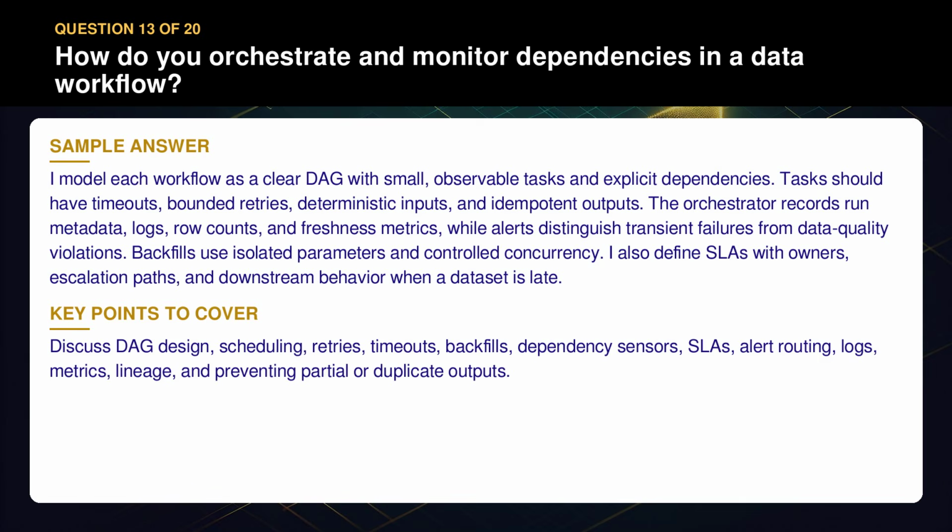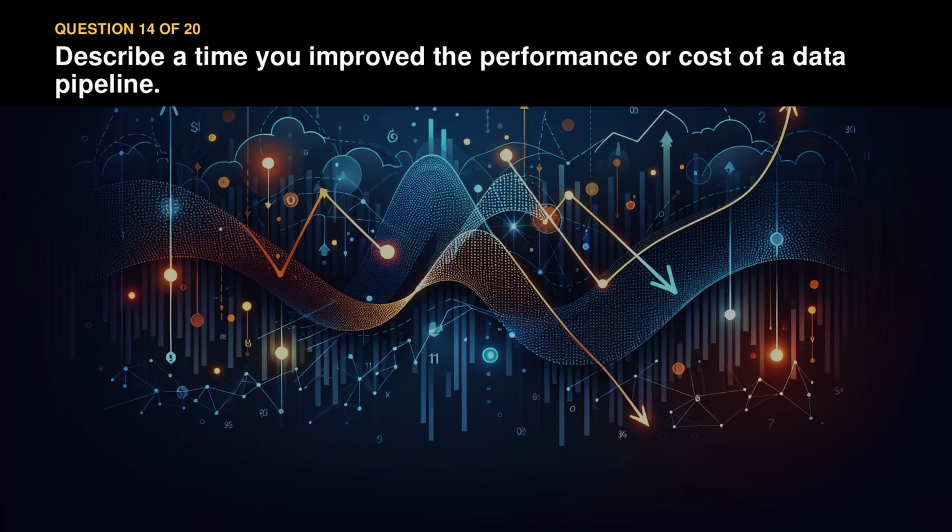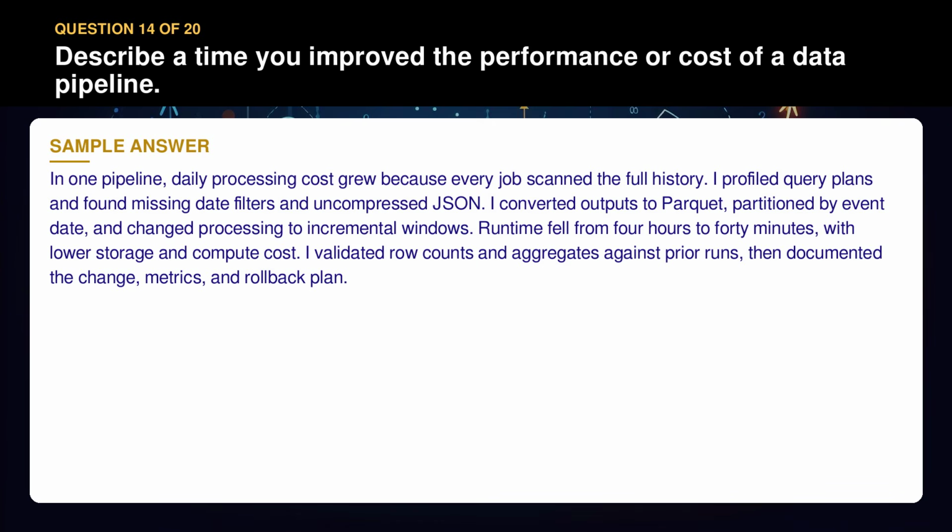Discuss DAG design, scheduling, retries, timeouts, backfills, dependency sensors, SLAs, alert routing, logs, metrics, lineage, and preventing partial or duplicate outputs. Question 14. Describe a time you improved the performance or cost of a data pipeline. In one pipeline, daily processing cost grew because every job scanned the full history. I profiled query plans and found missing date filters and uncompressed JSON. I converted outputs to Parquet, partitioned by event date, and changed processing to incremental windows.